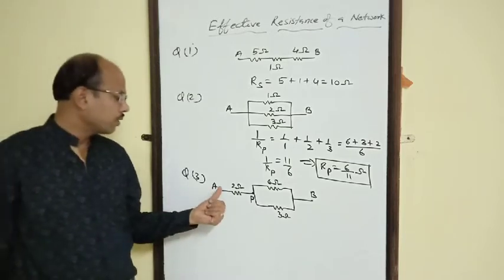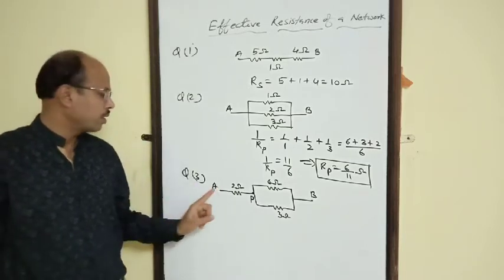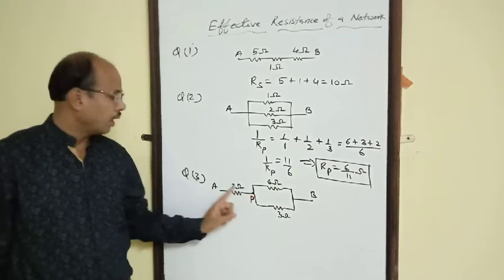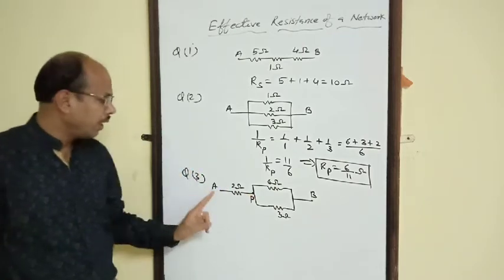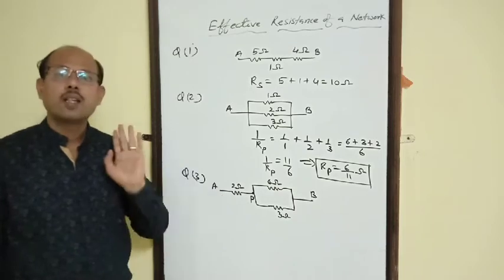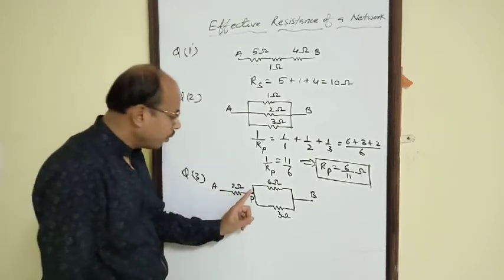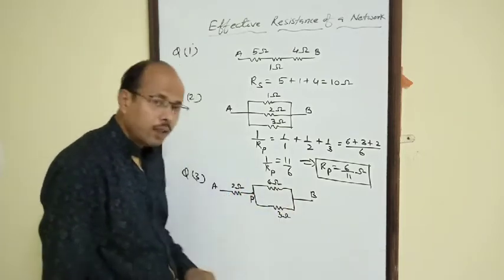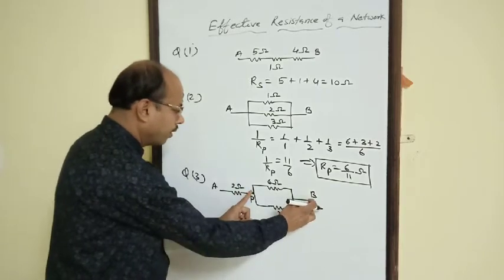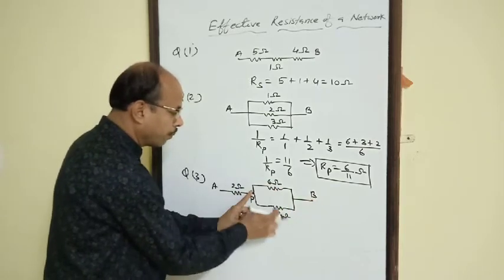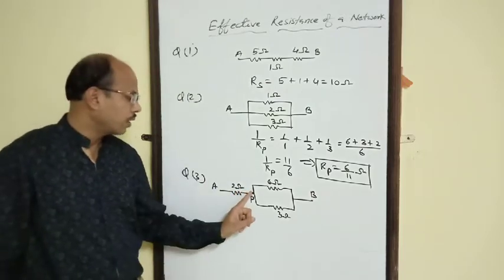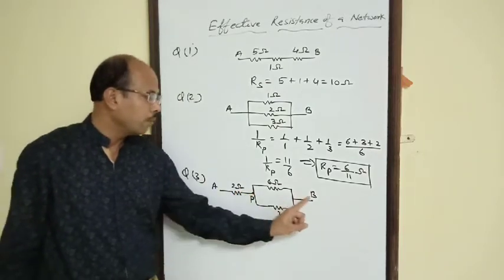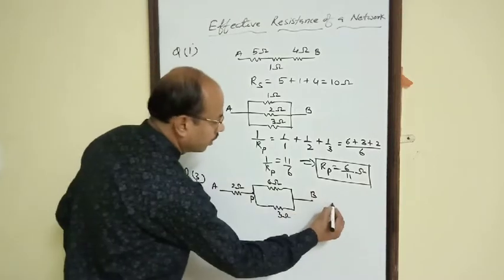If the question is asked what is the effective resistance between A and P, the answer is only 2 ohm. Effective resistance between P and B, then this will be the answer only. Now we have to solve what will be the parallel combination of 6 and 3. So if the question is asked effective resistance between P and B, then we can solve by using this method.